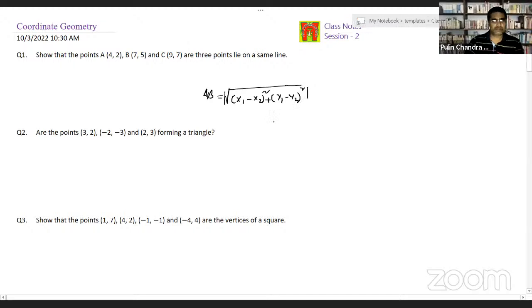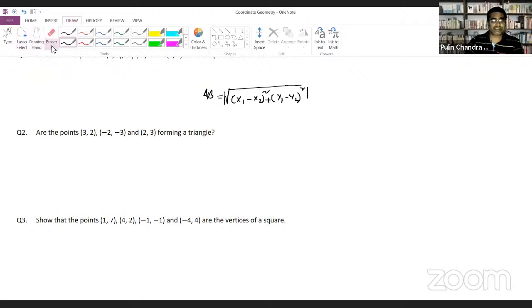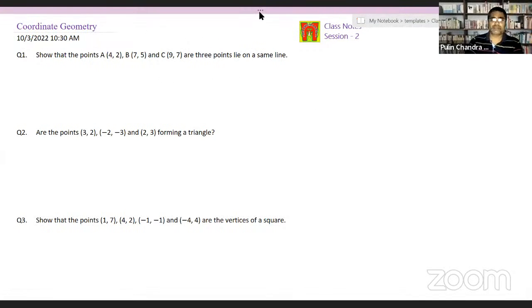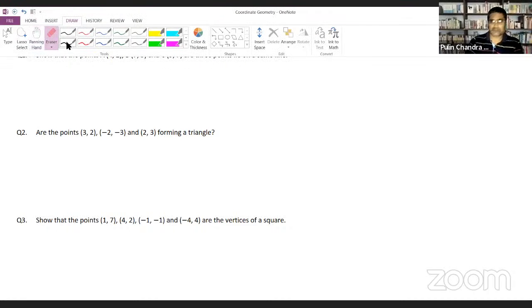One of the students last day asked why modulus is needed. Modulus is needed because by putting the modulus we assure that the quantity we are getting as a distance is positive. So that's the importance of this modulus sign. It's not necessary if you know for sure that it cannot be negative, then you may not use the modulus sign. So this is what we studied. Now with the help of this only, we are going to solve many problems. So let us pick those problems.